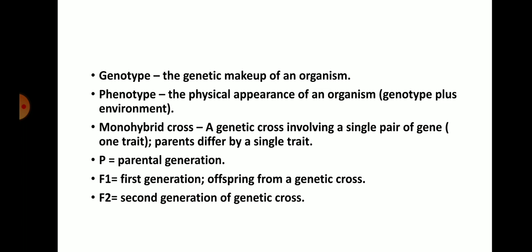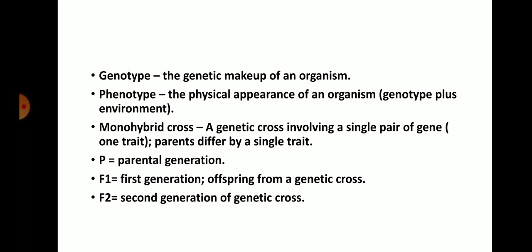In today's lecture we see the monohybrid cross. What is meant by a monohybrid cross? A monohybrid cross is a genetic cross involving a single pair of genes, containing a single trait. It may be height, color, or pod shape. That is one trait, from different parents. So it is a genetic cross involving a single pair of genes, where the parents differ by a single trait.